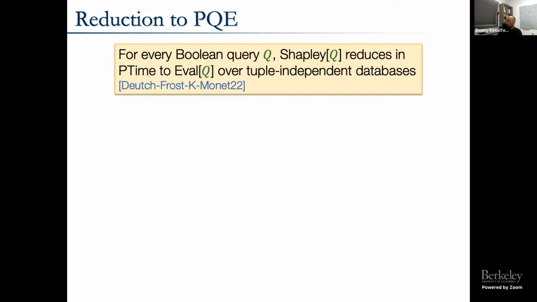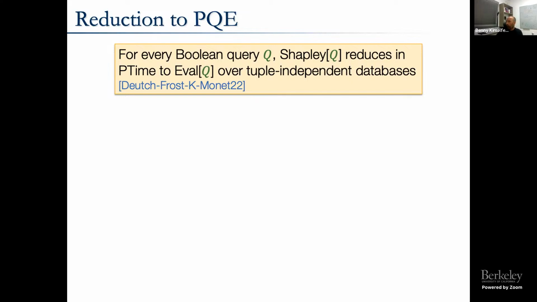Well, if you do not know the concept, it's important just for 2 slides, so bear with me. The idea is that every tuple has a number, which is a probability that the tuple actually exists, and all the tuples are independent. Query evaluation means calculating the probability that the query is true in the database. There's a tight connection between Shapley value and probabilistic databases in one direction.